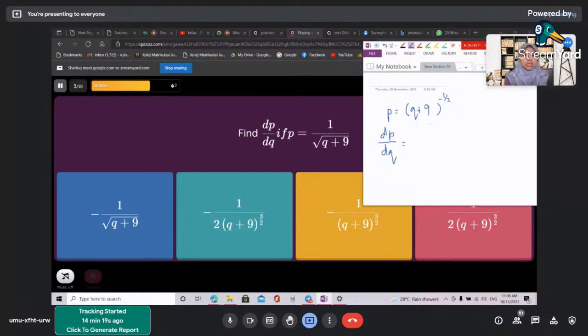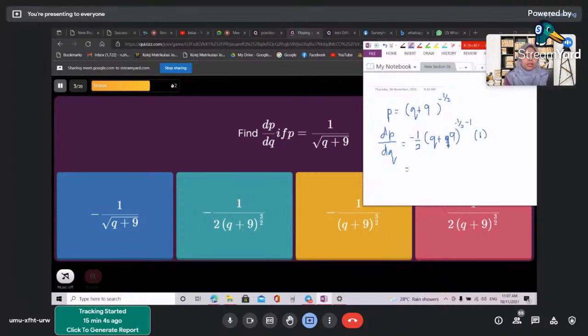The general power rule. Okay, so for the power, bring it to the front, and then you need to copy down all in the bracket, and then the power will be minus 1. Then you need to differentiate the one inside the bracket. So differentiate q plus 9 and you will get 1.